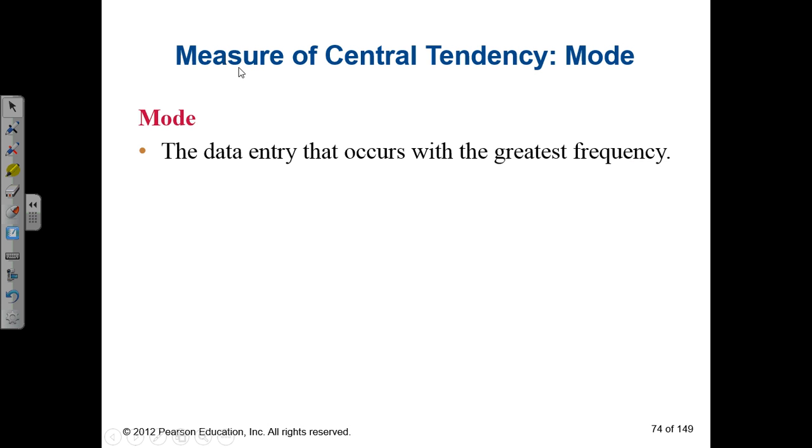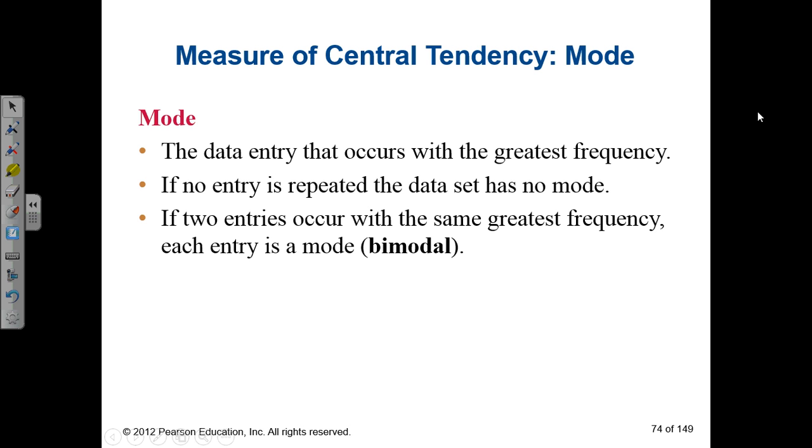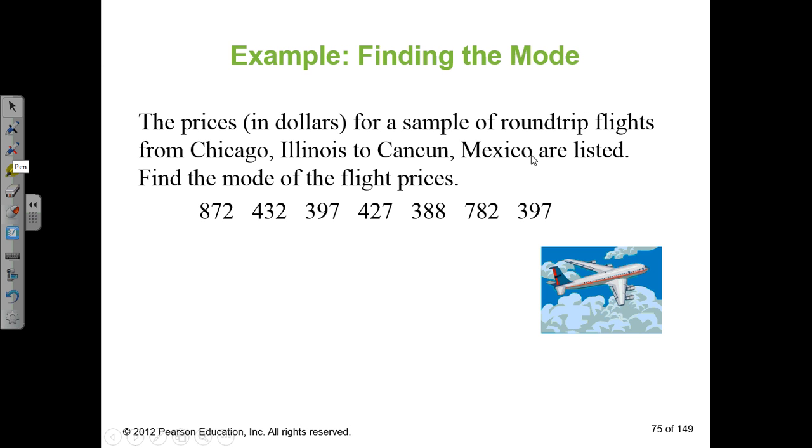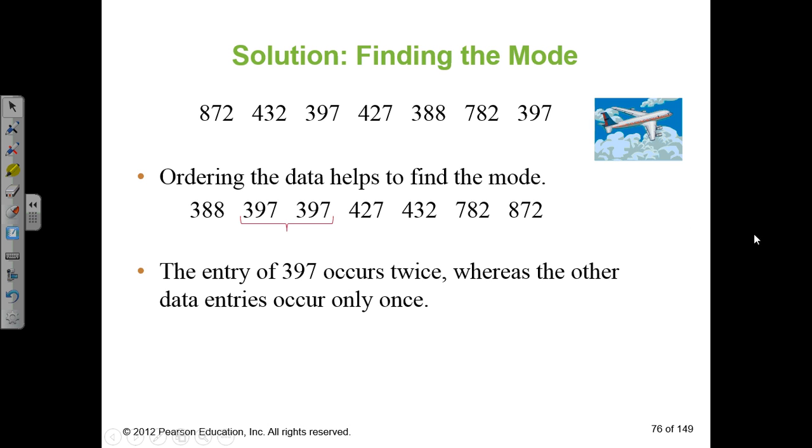The last one we're going to look at is the mode, and it is the data entry that occurs with the most frequency. If no entry is repeated, then we say the data set has no mode. But if we have 2 entries that occur with the same greatest frequency, we say that the data set is bimodal. Again, we go back to our data set. Often it is easier if we go ahead and order the data so we can put all the numbers together. Here we see that 397 is listed twice. Thus, my mode is 397, the mode of the data set.